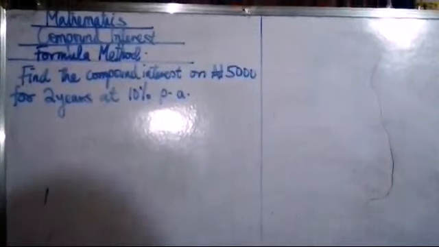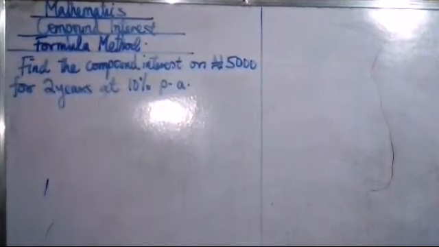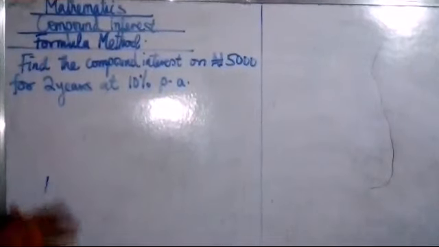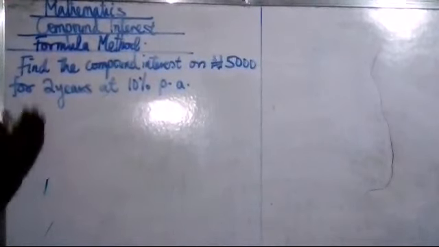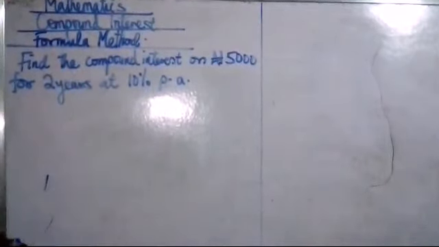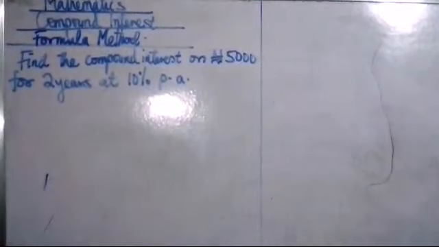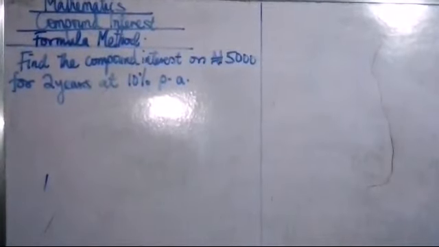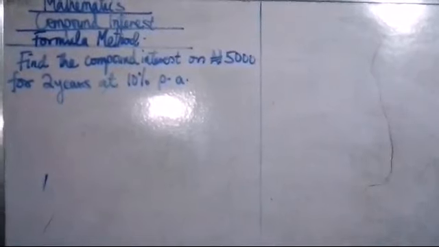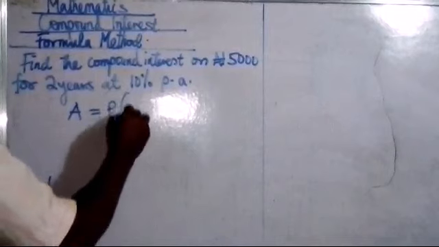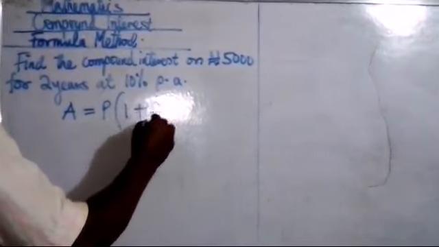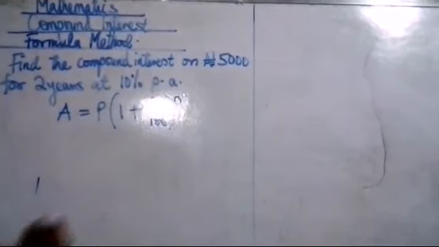So if we go forward to the formula method, what are we going to have? We have a situation where we solve one problem. Please, very much attention I want from you so that you can know what I'm doing. We are asked to find the compound interest on 5,000 naira for 2 years at 10% per annum. If you want to find this using the formula method, the formula says that A is equal to P into the bracket of 1 plus R over 100 raised to power n.